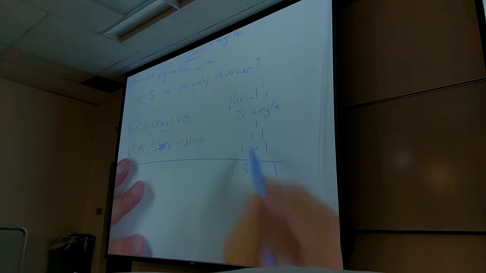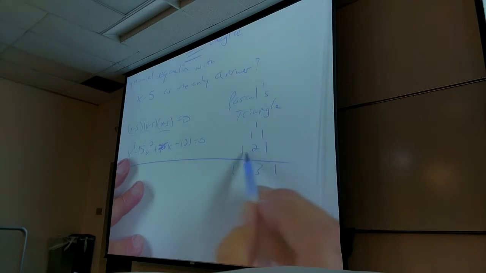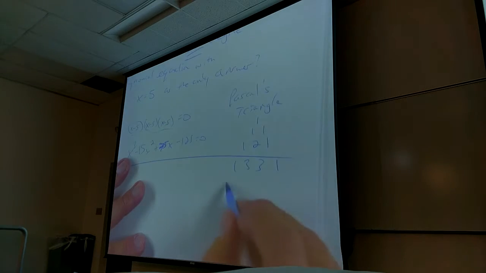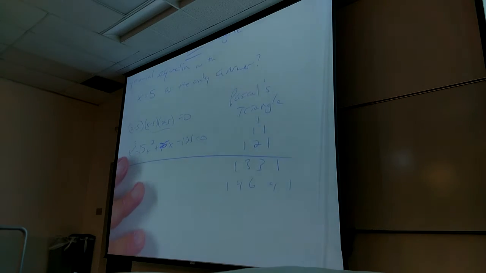Now watch this. How did I make this? Because you added this. Yeah, 1 plus 1 is 2. 1 plus 2 is 3. 2 plus 1 is 3. I know how it works. I just don't like it. 1, 4, 6, 4, 1.